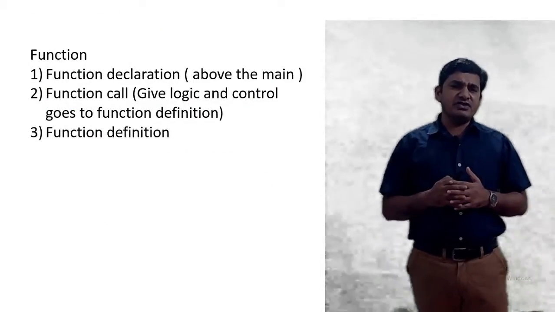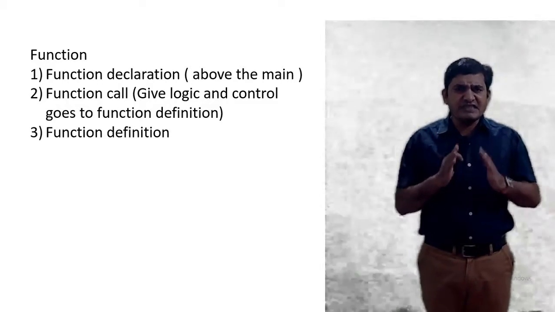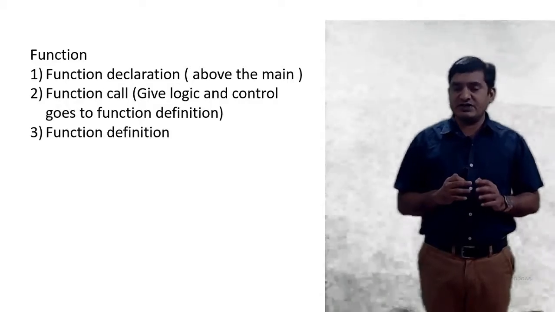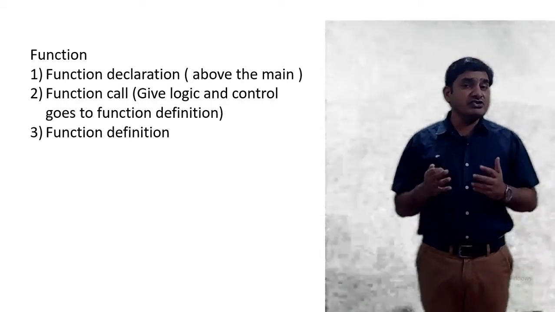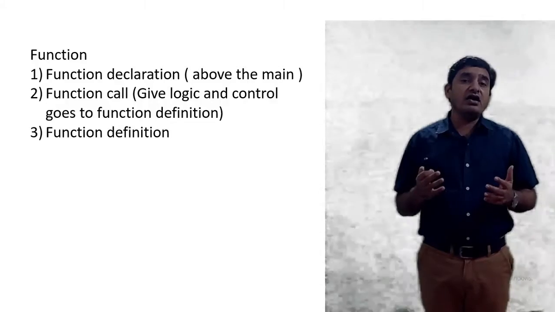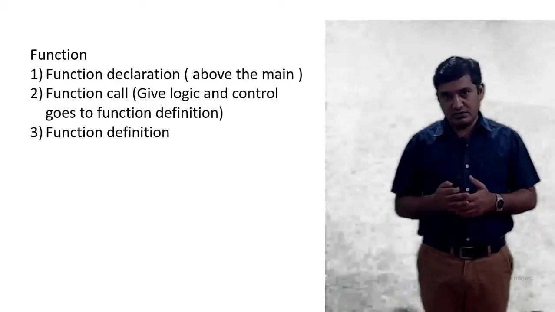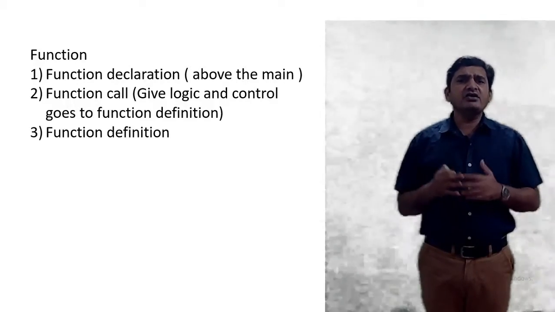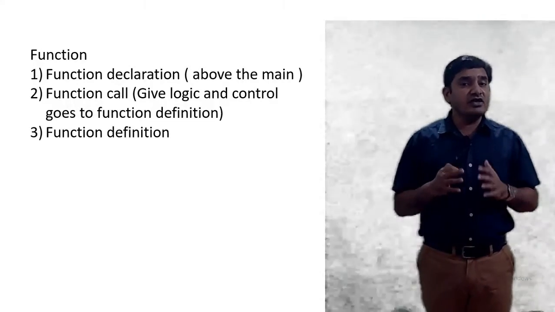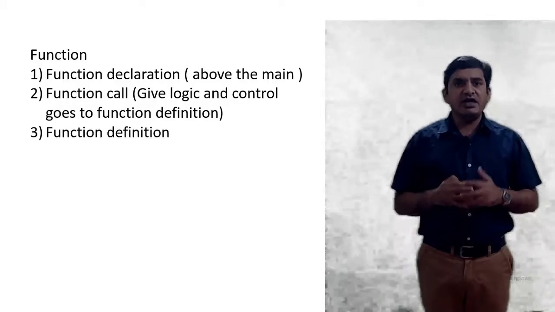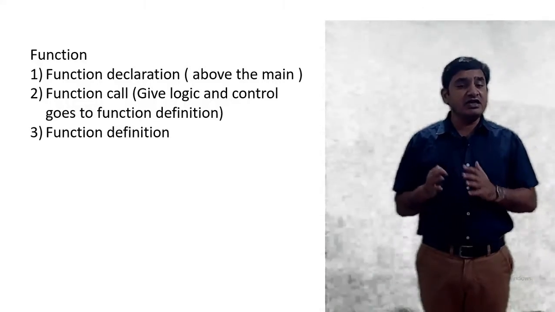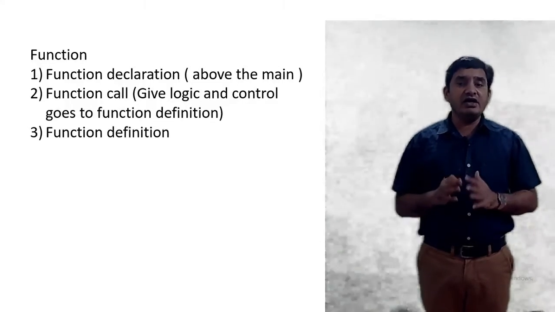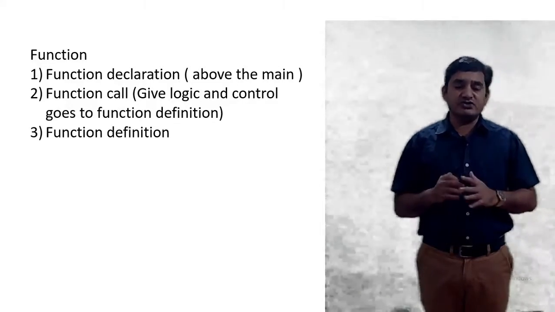If we consider a function, then there are three important steps. First is the function declaration. Generally the function is declared above the main. Then the function call, which gives the logic and control goes to the function definition. And the third step is the function definition, which is also important while writing the function.